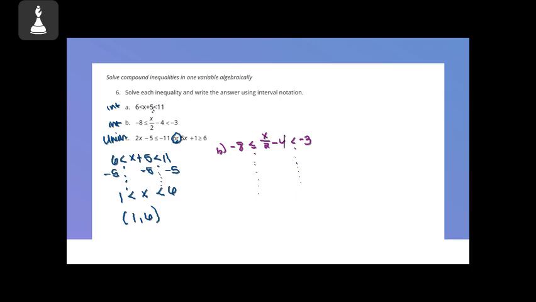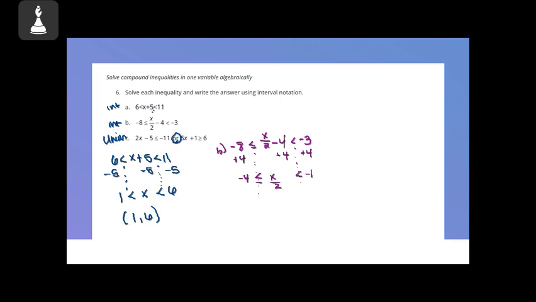So to get rid of minus 4, I need to add 4. I'm going to add 4 in the middle. I must add 4 to both the left and the right. Oops, I'm sorry, x over 2 is in the middle. That leaves me with negative 4 less than or equal to x over 2 less than negative 1.